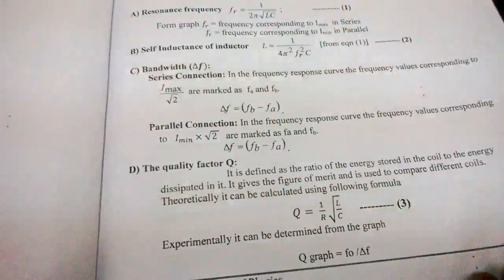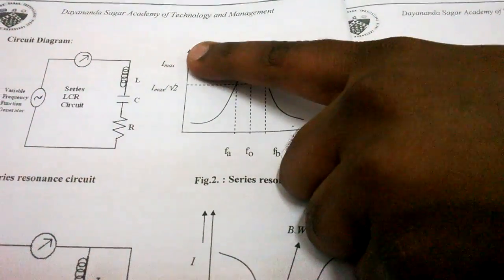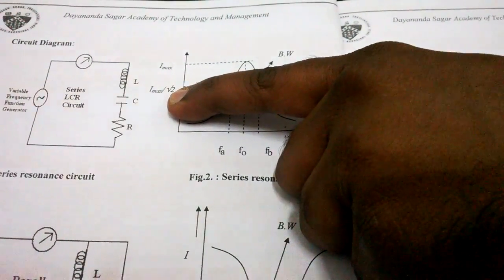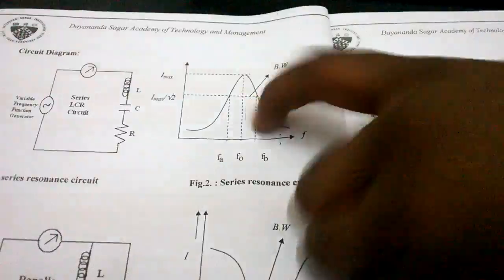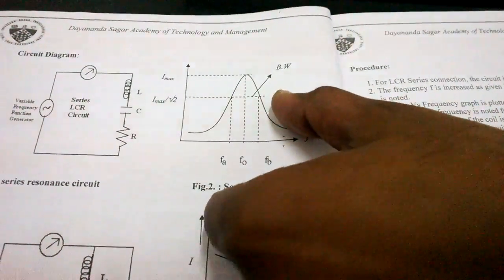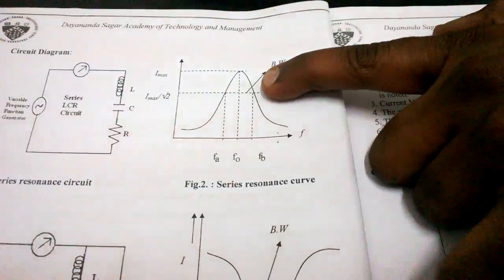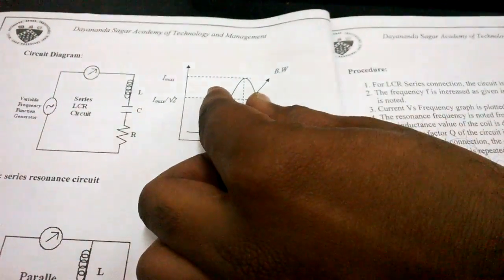What is meant by FB minus FA? If you see this graph, we have I max, and you divide that I max current by square root of 2, you will get a value here. If you just draw the line, it will meet the curve at two frequencies. The lower frequency we call FA and the higher frequency we call FB. The difference in the frequencies we call the bandwidth.